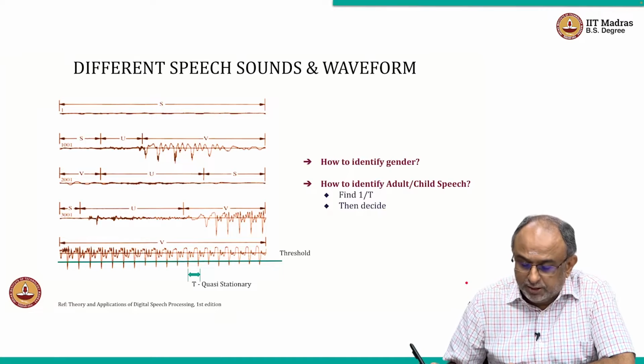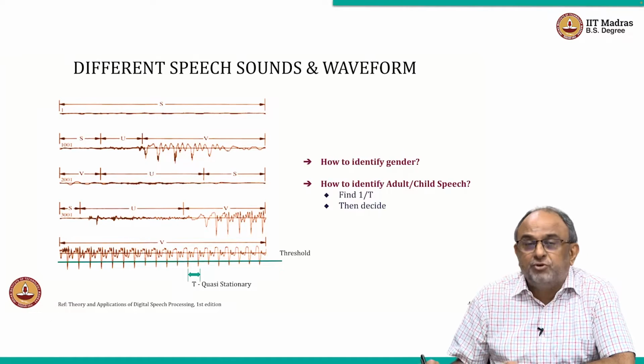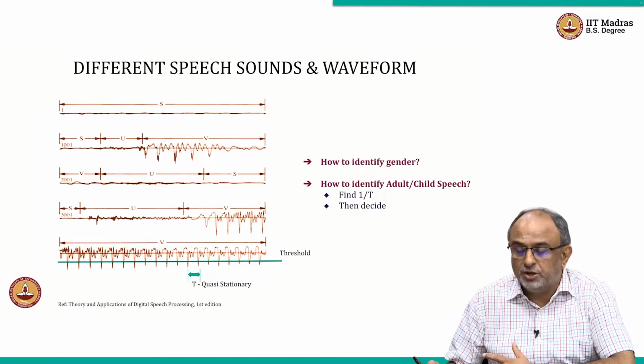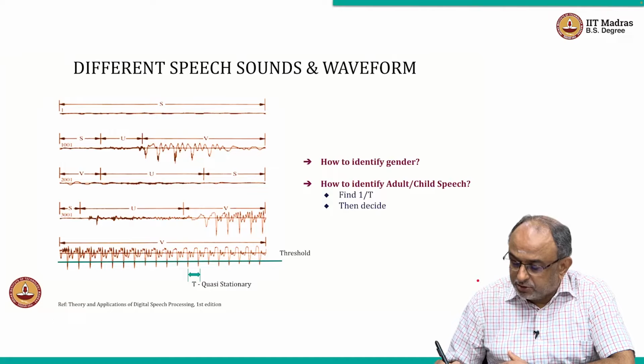So, as I said, we can use just the time domain signal to identify whether it's a man or a woman or a child. Many things we can do. So, we'll talk about many of these applications later.